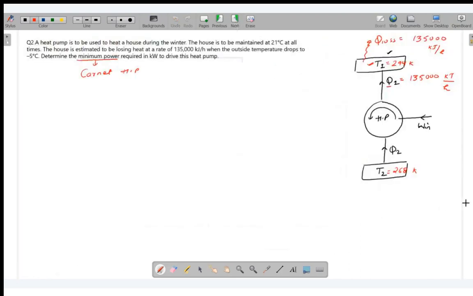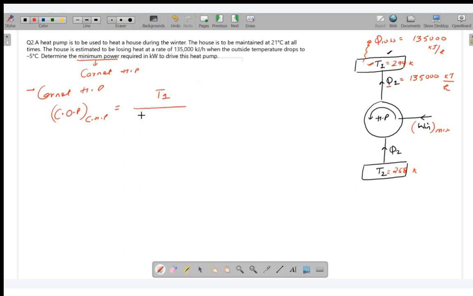Okay. So in this question, they are saying minimum power required, that is, minimum work input required in kilowatt to drive this heat pump. So basically, it is a Carnot heat pump. And what is the COP of a Carnot heat pump? Anyone, can you tell me? Should I take higher temperature in the numerator or the lower temperature? Higher, yes, Meenakshi, very good.